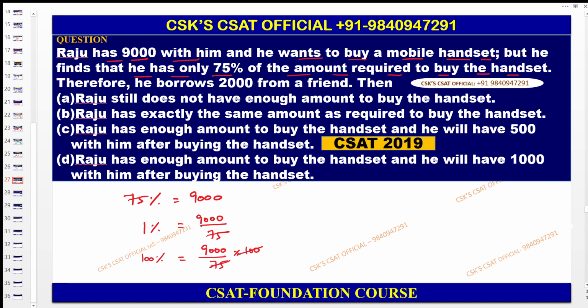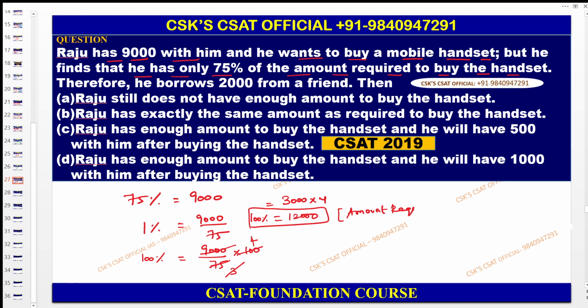Cancel this one here. 25 we will use twice. 4 times here, 3 times here. Again you can cancel this one. So it is equal to 3,000 into 4, which is equal to 12,000. Therefore Raju requires 12,000 rupees. So this is nothing but the amount required.